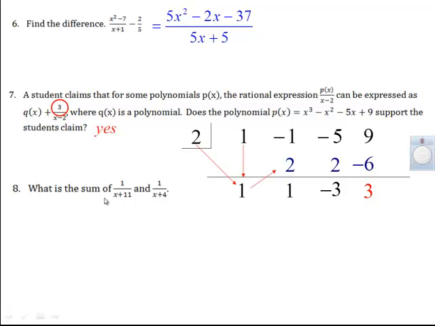Okay, next one it says, what is the sum? So we're going to be adding these two things. The denominators, since they're different, we're just going to be multiplying these two denominators together. So x plus 11 times x plus 4. Okay, and then we had to multiply this numerator by x plus 4, so that's x plus 4. And then I had to multiply this numerator over here by x plus 11.